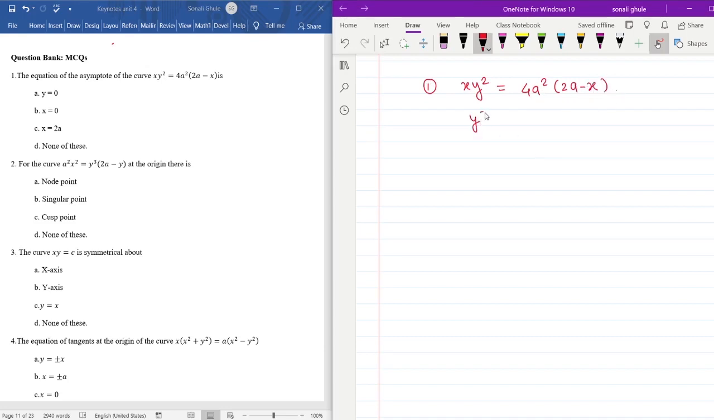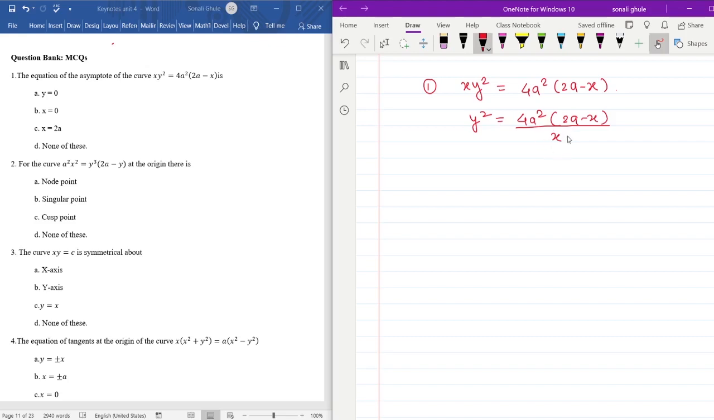So to find the asymptote, simply write down this equation in the explicit form. Write the y terms on one side and the x terms on the other side, so this equation becomes y square equals 4a square (2a minus x) upon x. And now we have to find the equation of the asymptote, meaning for which value of x, y goes to infinity, that we have to check here.